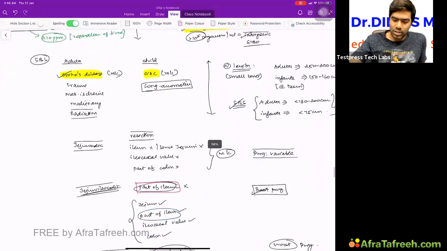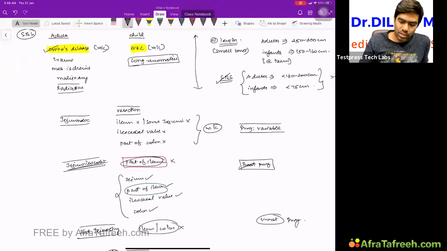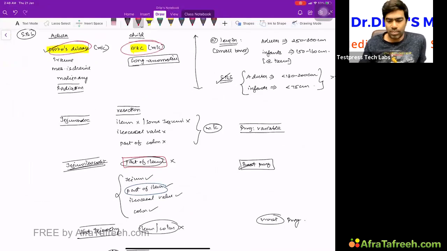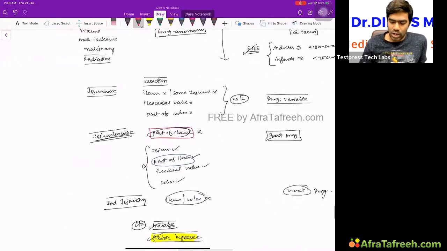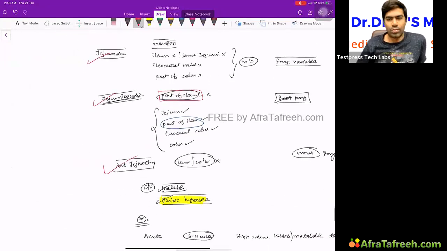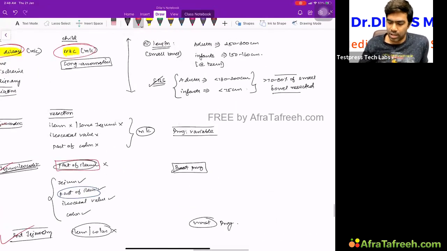So as far as short bowel syndrome is concerned, what are the questions they are going to ask? If at all they ask questions, they might ask you the causes of short bowel syndrome. Next, they might ask you the anatomy, which is the best prognosis, which is the worst prognosis, what are the important advantages of having an ileum, and what is the most common type. And they might ask you the definitions of short bowel syndrome. The numbers are not important, it's more subjective, but still they might ask you the definitions.